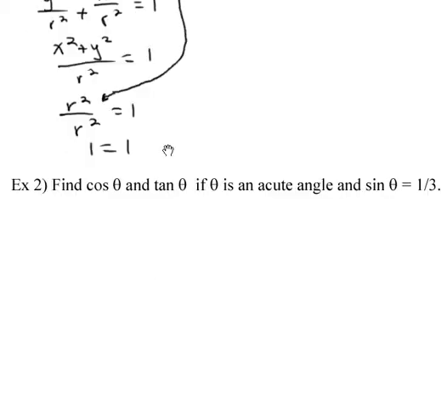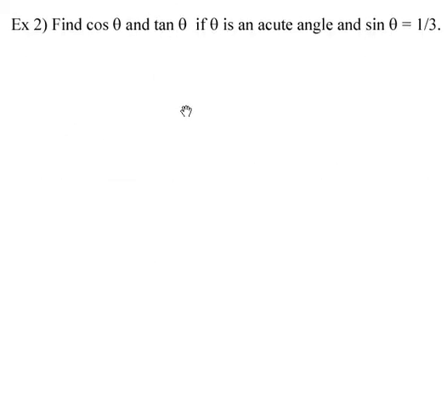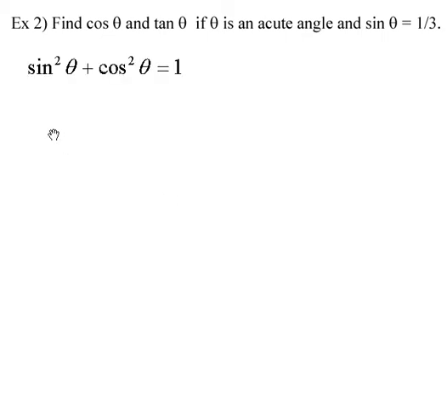We're going to use some of those trig identities to help us solve example 2. To find the cosine of theta and tangent of theta if theta is an acute angle and the sine of theta is 1/3. So let's start out with our identity sine squared plus cosine squared equals 1. Sine, we've been told, is 1/3. So we're going to replace sine with 1/3 and we're going to square that.